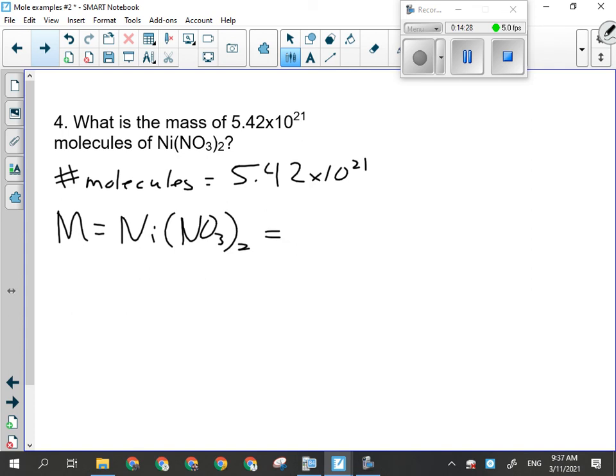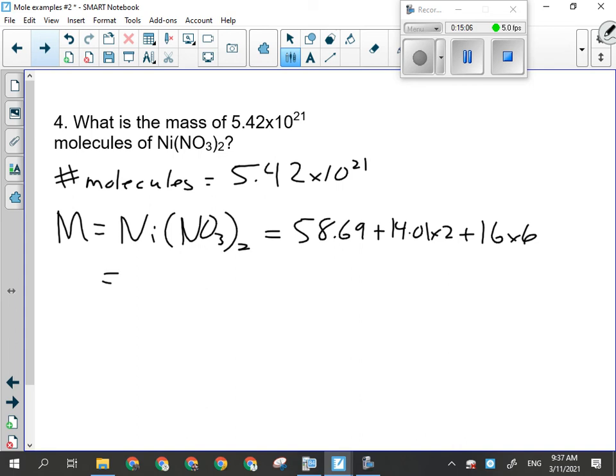How many nickel atoms are there here? Just 1. So that's going to be 58.69. Plus, how many nitrogens? 2. How many oxygens? 6. How did I figure that out? Well, the brackets say multiply everything behind me by 2. So there's 2 nitrogens, and 2 times 3 is 6 oxygens. That's where I get that number from.